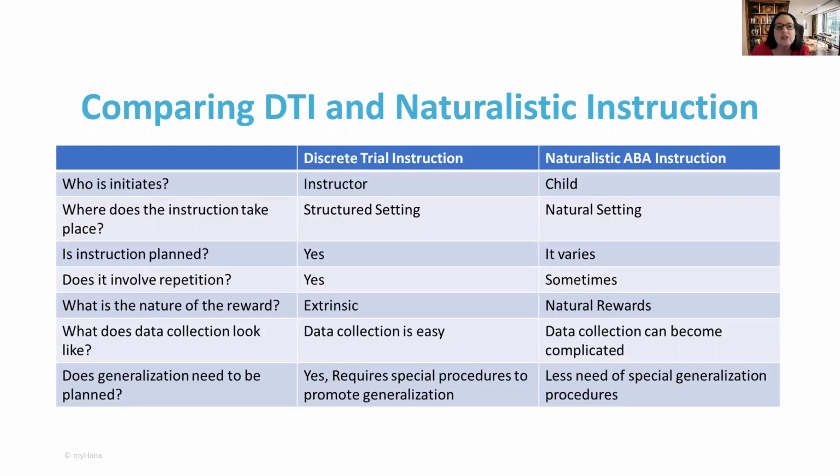With DTI, data collection, of course, is easy. You mark whether this thing happened or not, and you're doing it for a set number of times. And obviously naturalistic isn't as predictable, so data collection can get a little bit messy.